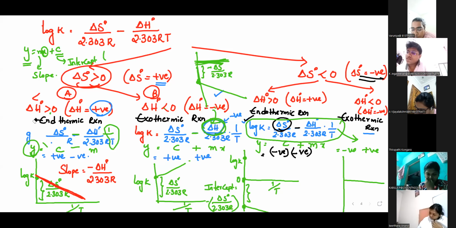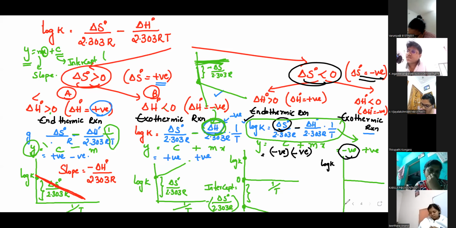I'll change the color a bit so that you will be able to catch. This is log K. Now, what she was telling is, ma'am, delta S is less than 0, which means always negative. Negative means the intercept will come below the axis, ma'am.